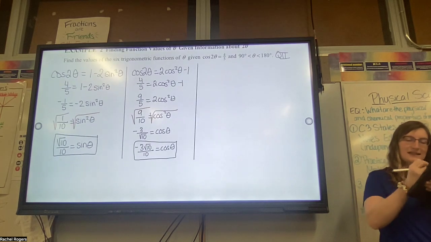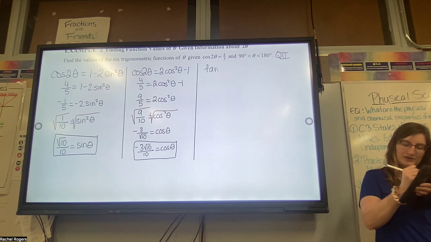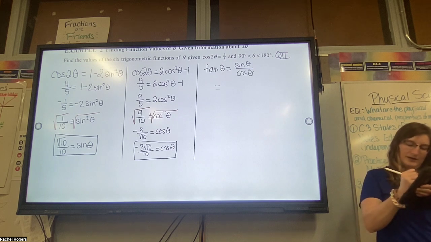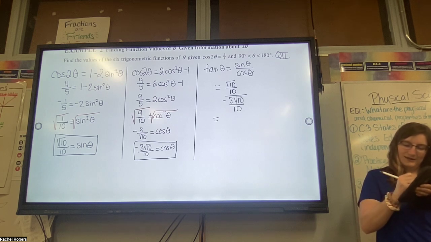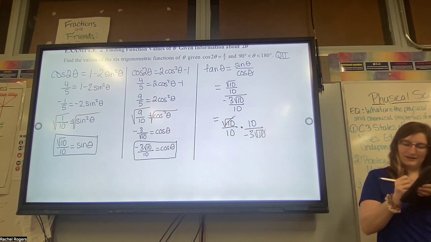All right, how do you want to find the tangent of theta? Sine over cosine. Tangent of theta equals sine of theta over cosine of theta. Sine of theta is root 10 over 10 over cosine of theta is negative 3 root 10 over 10. Which we keep, change, flip. Oh, look, these all cancel very nicely. And we get that tangent of theta is equal to negative 1/3.